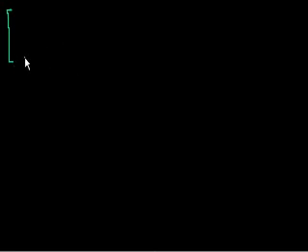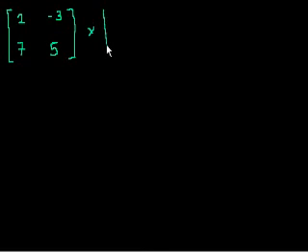So let me think of two matrices. I'll do two by two matrices, and let's multiply them. Let's say, let me pick some random numbers. 2, minus 3, 7, and 5. And I'm going to multiply that matrix, or that table of numbers, times, let's see, 10, minus 8. Let me pick a good number here. 12, and then minus 2.